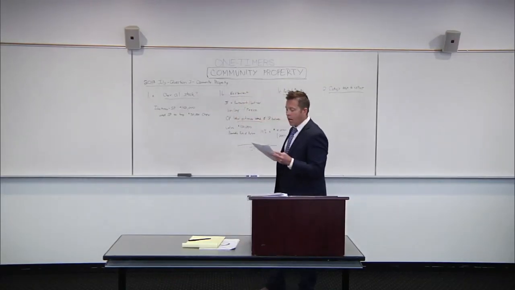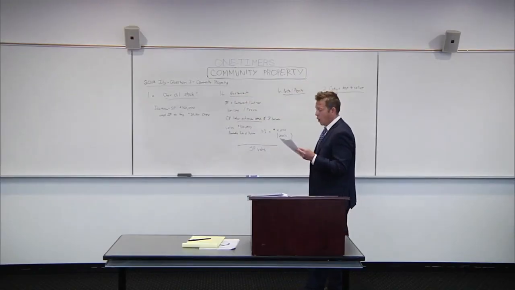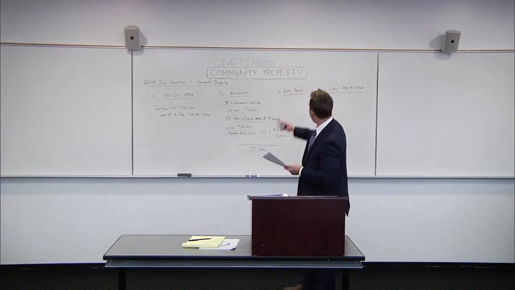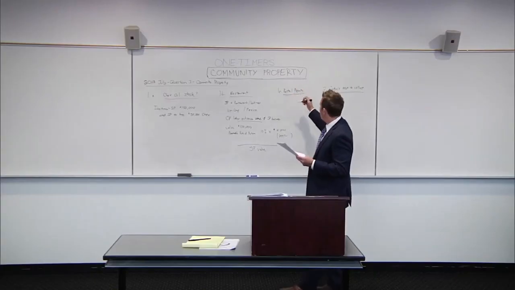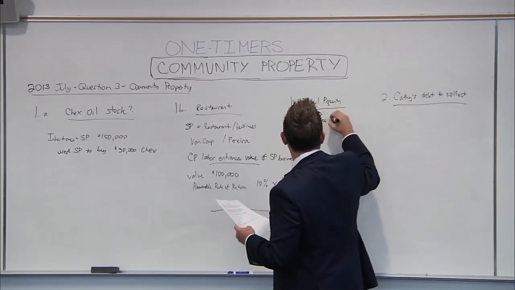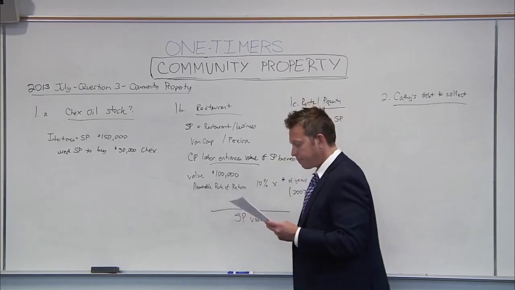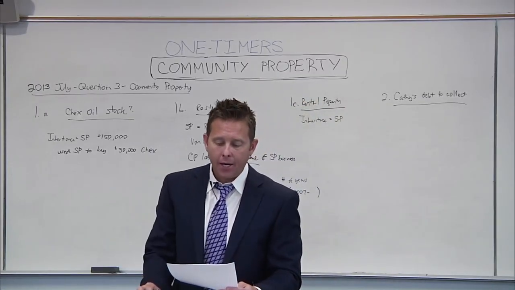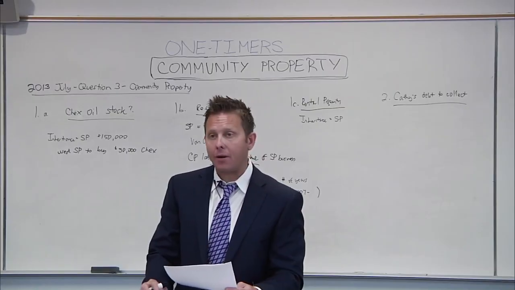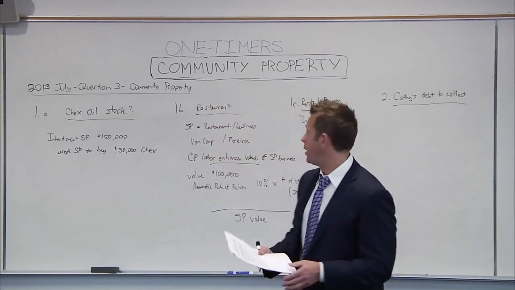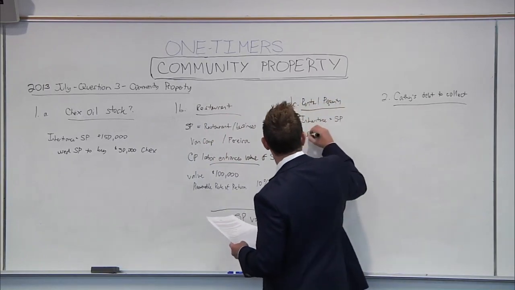Hank inherited an unimproved lot in California worth $75,000. Okay, that's his own separate property. I assume that's going to be going to the rental property because we're talking about land. So again, inheritance equals separate property. Hank and Wendy obtained a construction loan from a bank for the purpose of building a rental house on the lot. Okay, now we're looking at a credit acquisition, and it's a credit acquisition during marriage.